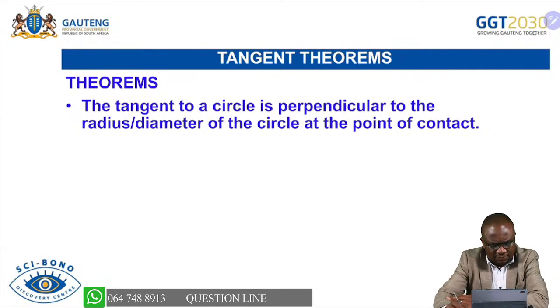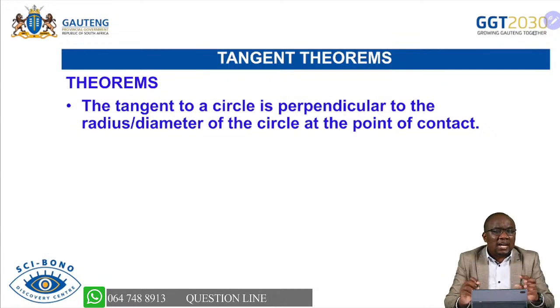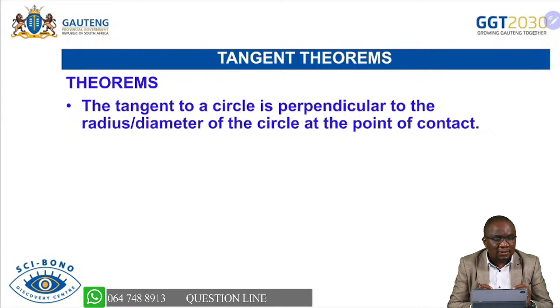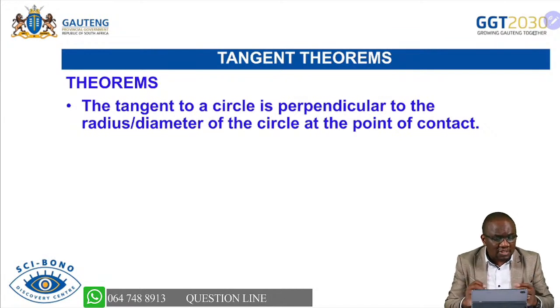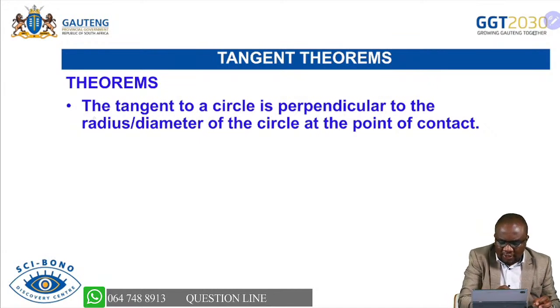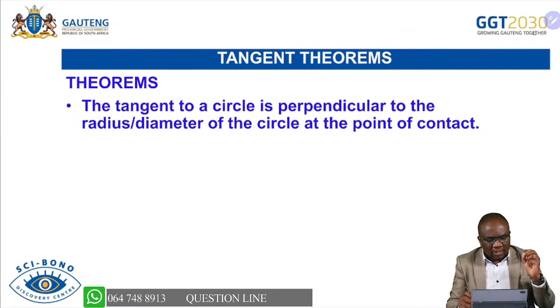The tangent to a circle is perpendicular to the radius or diameter of the circle at the point of contact. I'm going to give you 2 minutes. I want you to try and draw the circle with the tangent, representing this theorem using a diagram. Draw your diagram, being informed by this theorem, which says that the tangent to a circle is perpendicular to the radius or diameter of the circle at the point of contact. Try to draw this diagram.